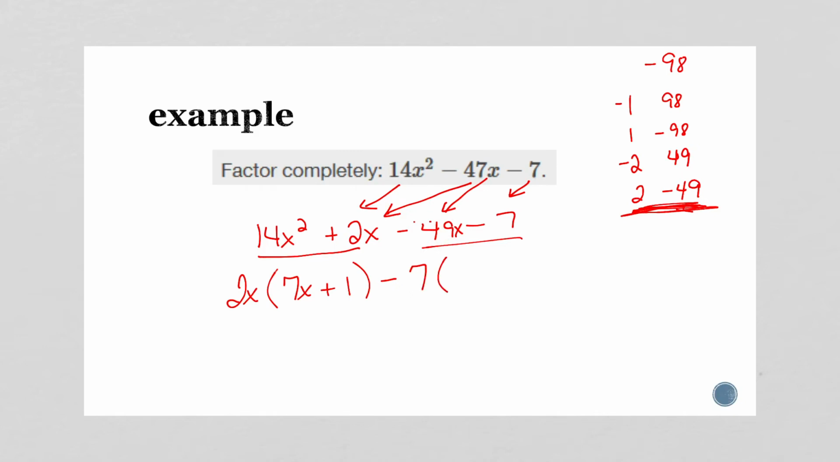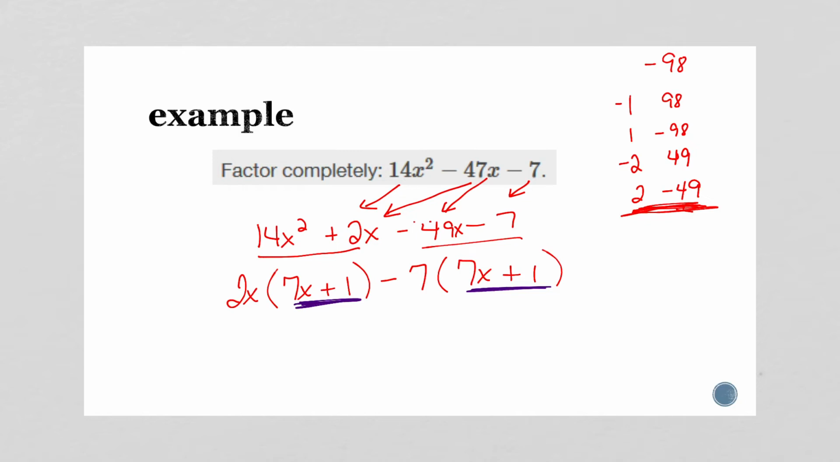And what times -7 would give you negative 49x? That would be a positive 7x. And what times -7 would give you a -7? Plus 1, okay? Now, here's the kicker right here. If this right here does not match this exactly, then A, you've either factored incorrectly, or B, this thing isn't factorable, okay? Which means it's prime, all right?